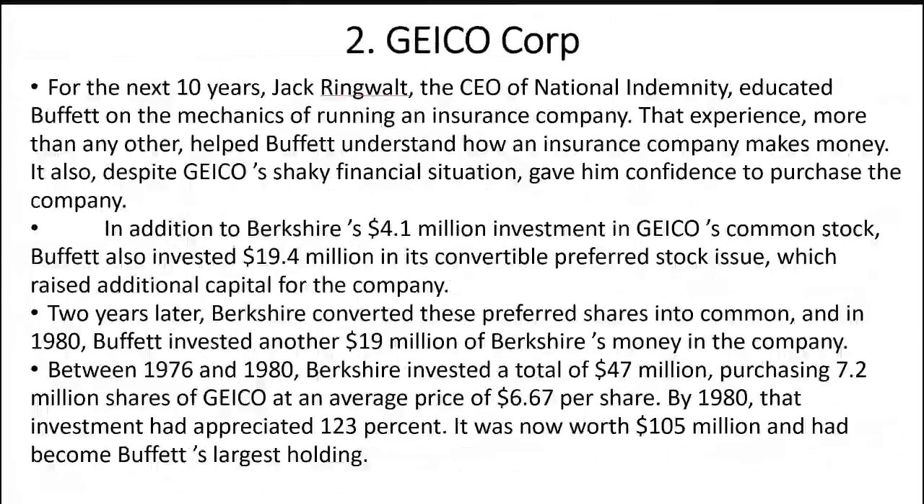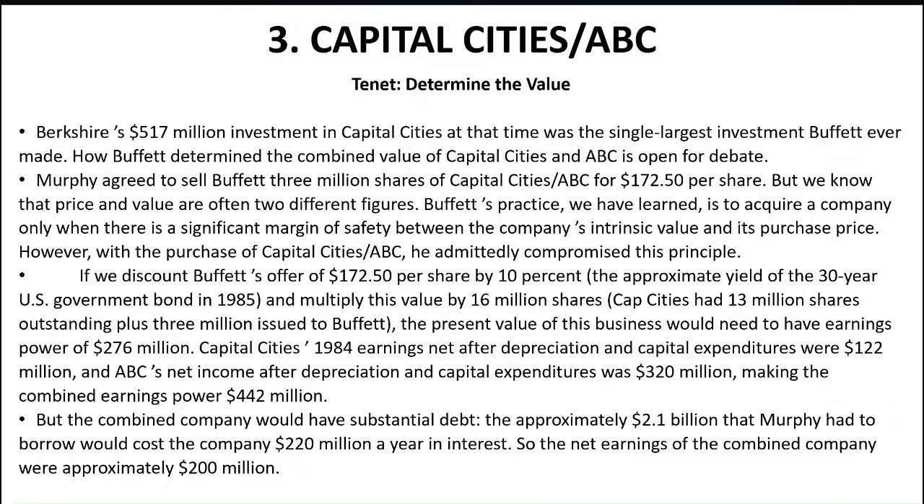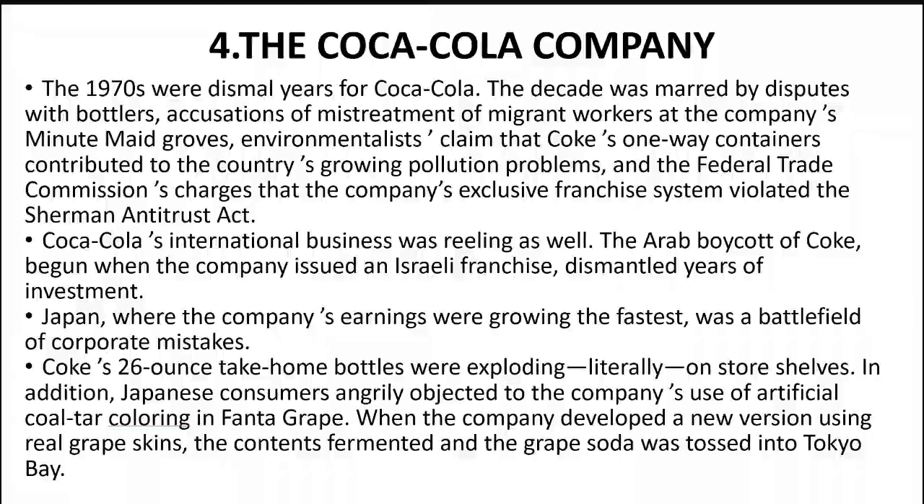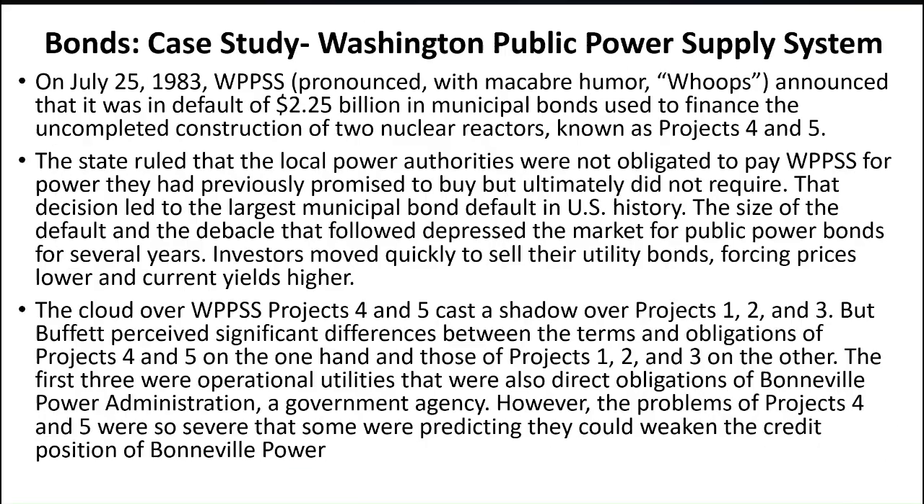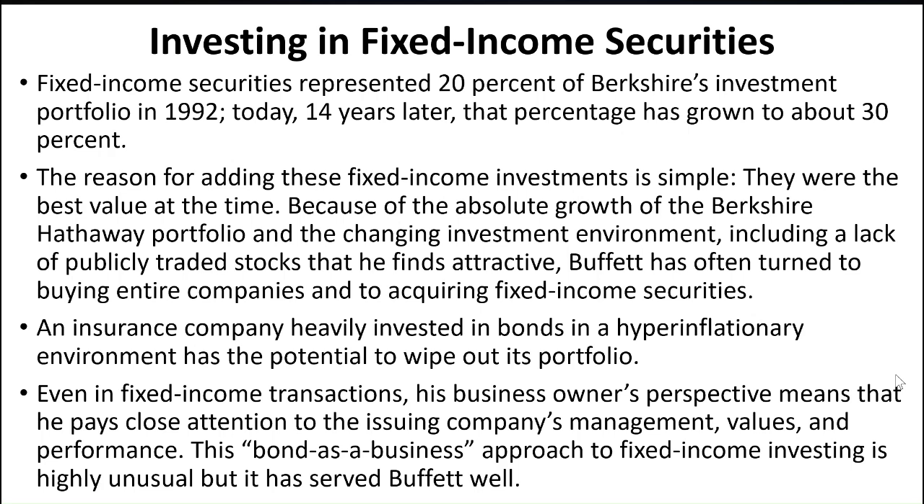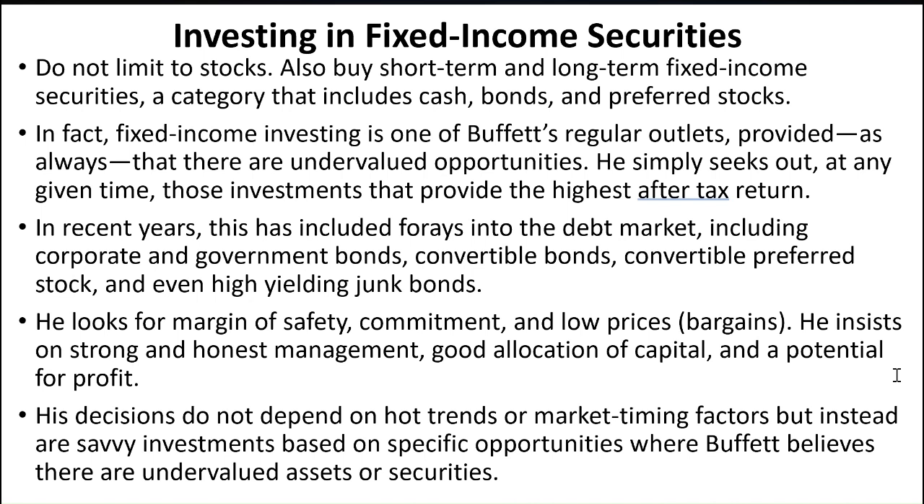Now let us go to the case which we are about to discuss, that is related to fixed income securities other than equities. So what are the principles we apply, and how does Warren Buffett tend to make his decisions? Now, in fact, fixed income investing is one of Buffett's outlets, provided, as always, that there are undervalued opportunities. What he does is he tries to seek out at any time those investments that provide the highest after-tax returns. So this is the criterion he goes by.